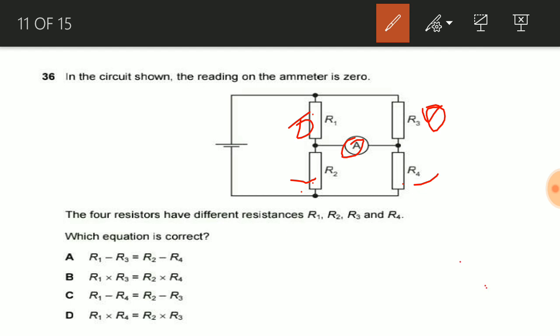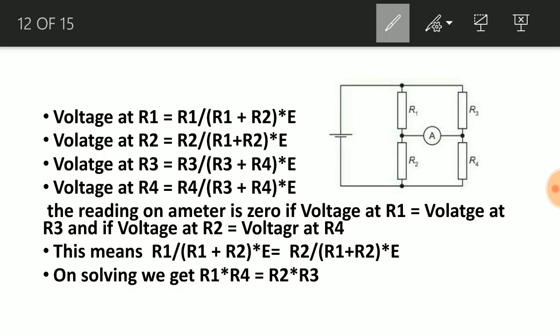Now let us see here, using the principle of potentiometer. Potential at R1 is, if the EMF of the battery is E, then in this branch, in this part, the potential at R1 will be R1 divided by R1 plus R2, into E. Similarly, potential at R2 will be R2 divided by R1 plus R2, into E. Similarly, in R3, R3 divided by R3 plus R4, into E. Similarly, in R4, this will be this.